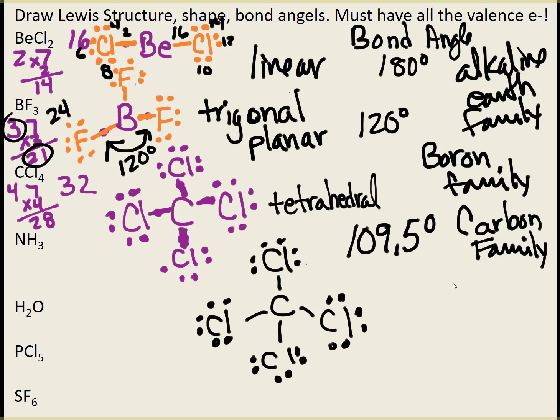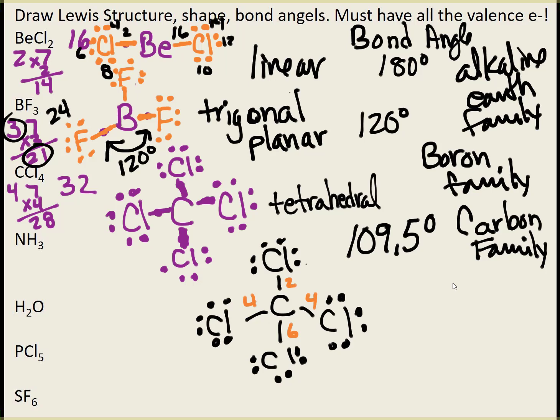Let's make sure that we have all our valence electrons. So each chlorine has 8. So we have 8 plus 8 plus 8 plus 8. We do get the 32. And our carbon also has 8 because it has those 4 bonds. So it has 2, 4, 6, 8. So our octet is satisfied with this carbon tetrachloride.